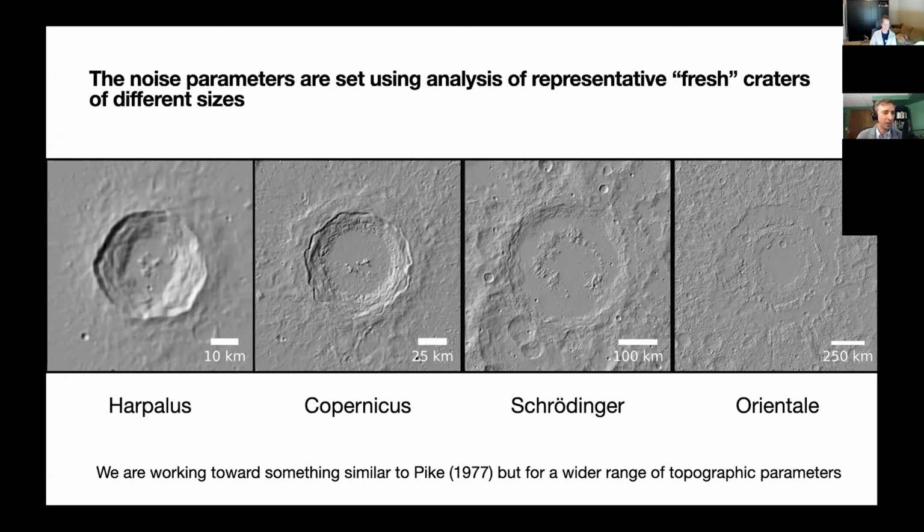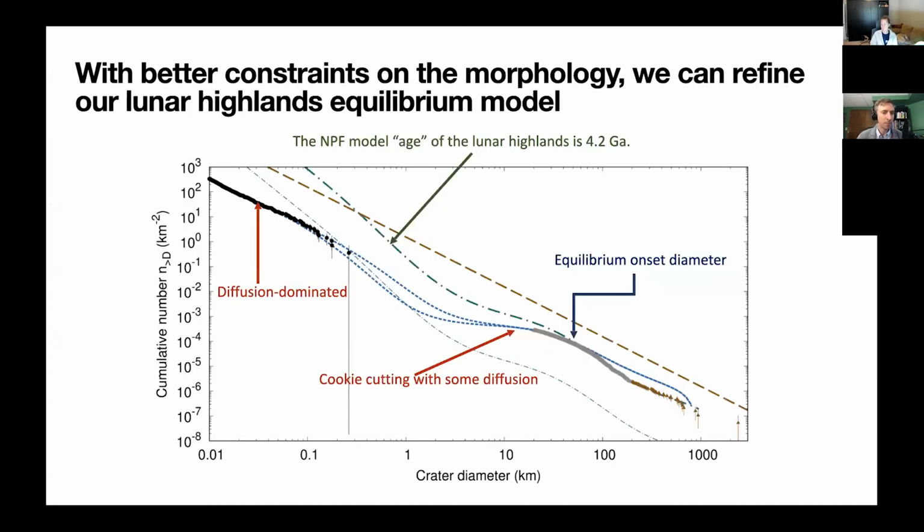We've got a catalog of these DEMs that we're working with, and we're developing a Pike 1977 kind of thing, where we look at how the parameters change with different craters, and ultimately want to find constraints on equilibrium. The real question is: are the highlands craters in equilibrium, and what does that look like? So I'll stop there and answer any questions you have. Thank you.